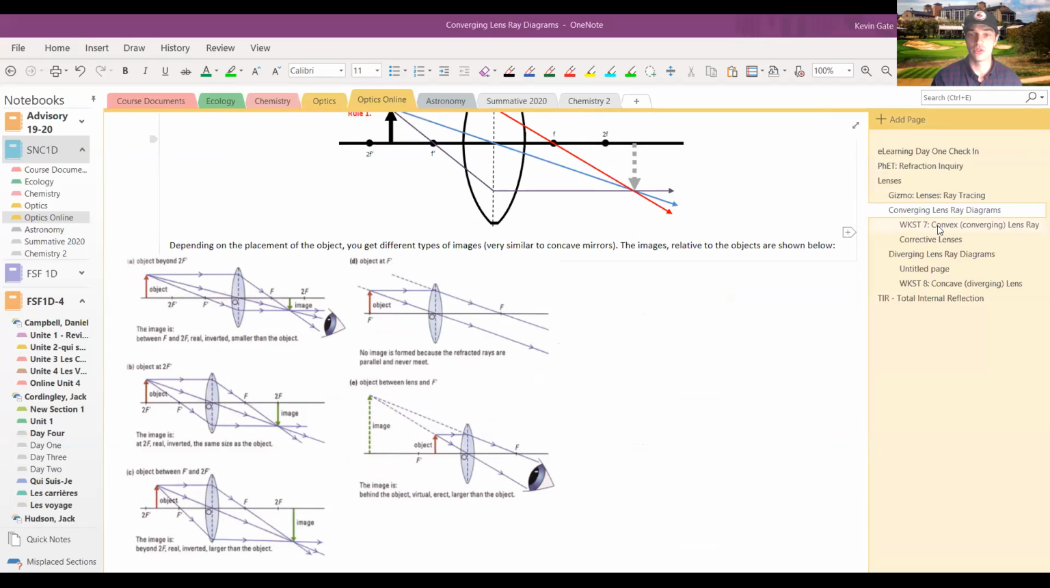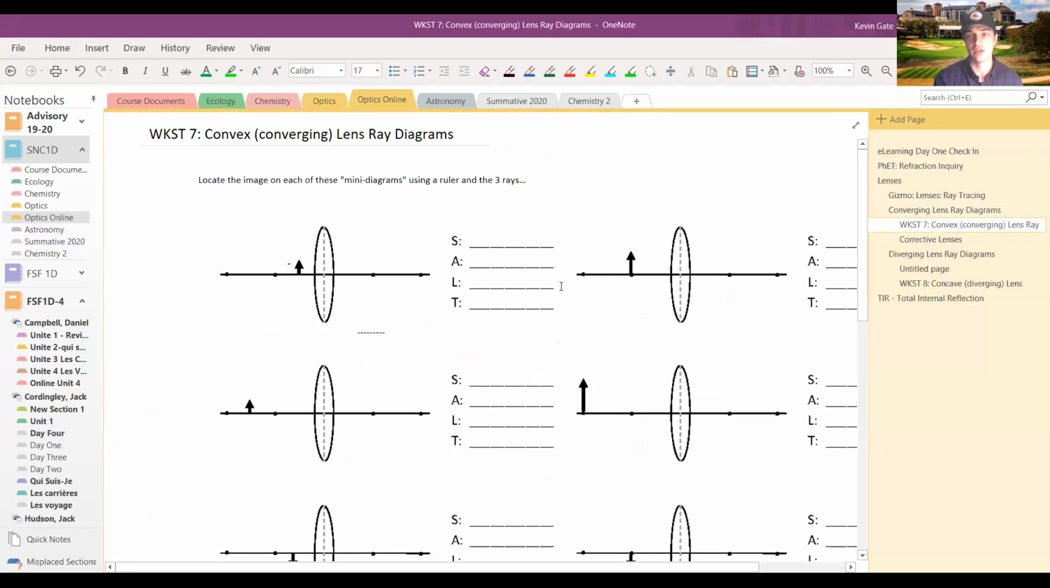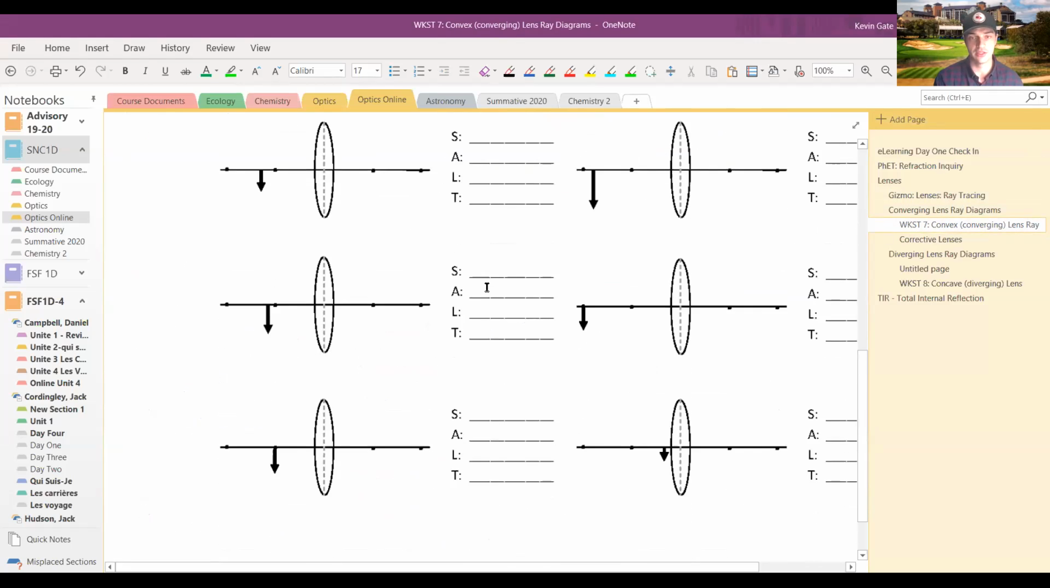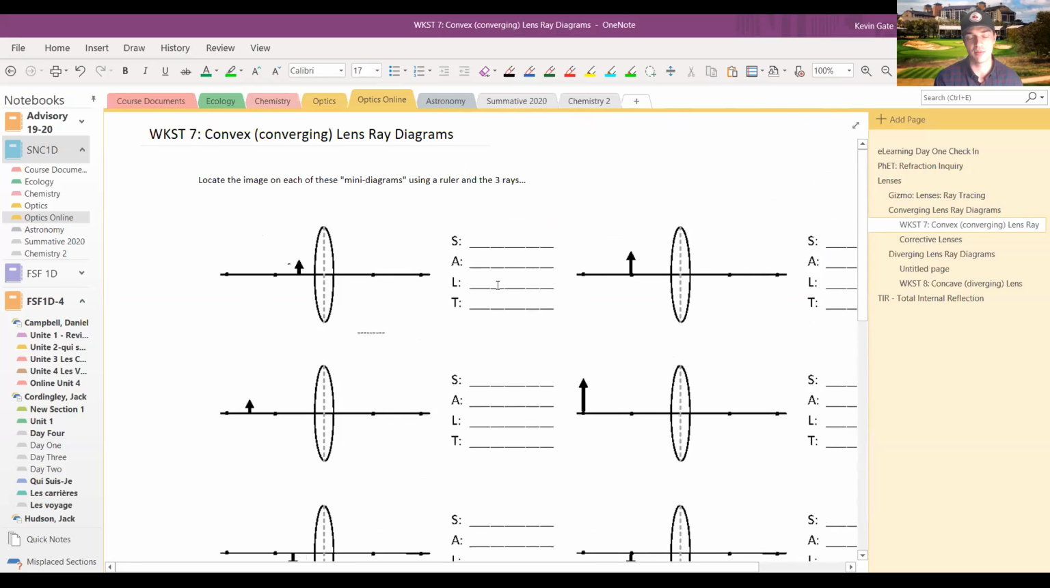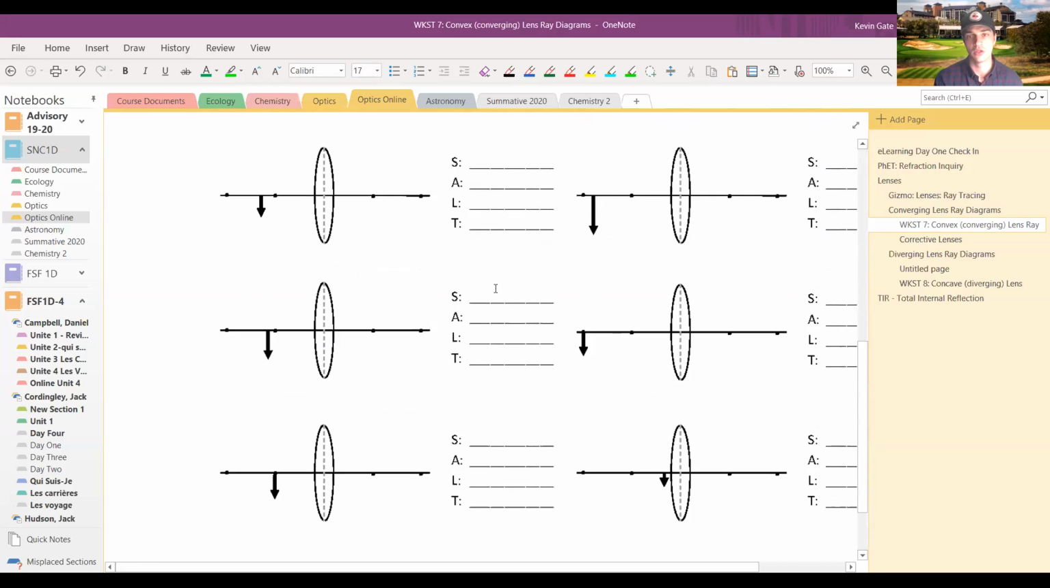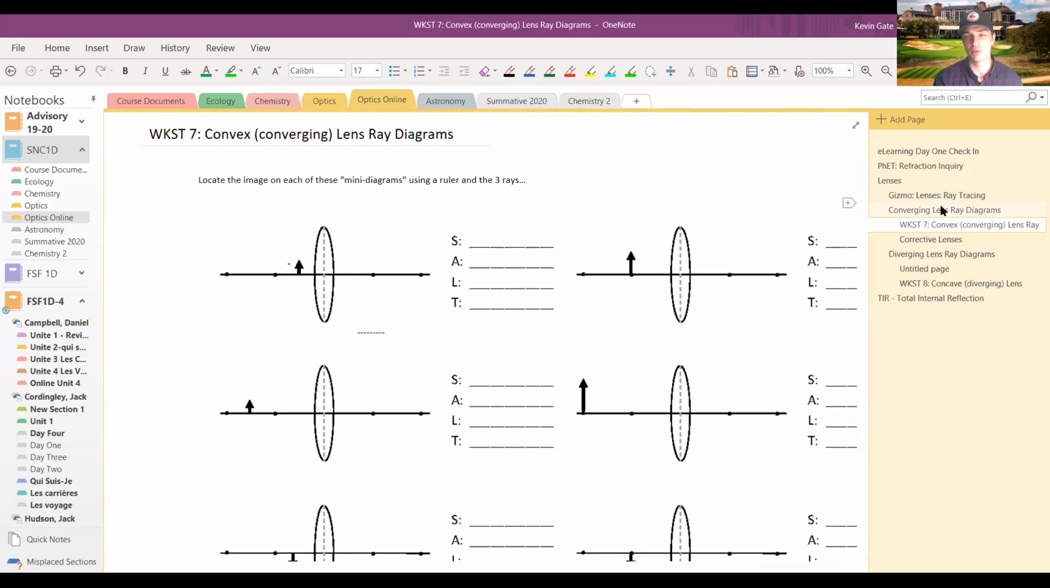So without further ado, I will leave you to complete worksheet 7, convex converging lens ray diagrams. There are a lot of examples here for you to work through. So when you're done this, you should be pros on convex lens diagrams. You also have an Ed puzzle to do for homework. That's what you have for classwork today and homework. Hopefully it's not too much.